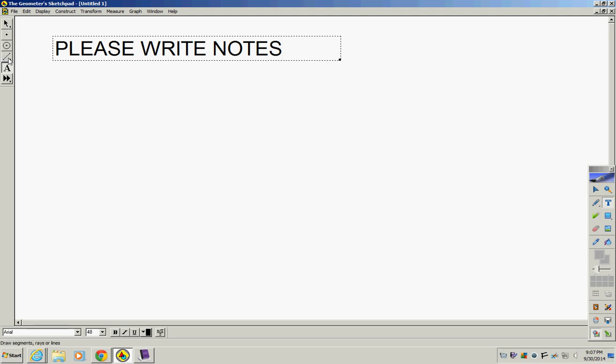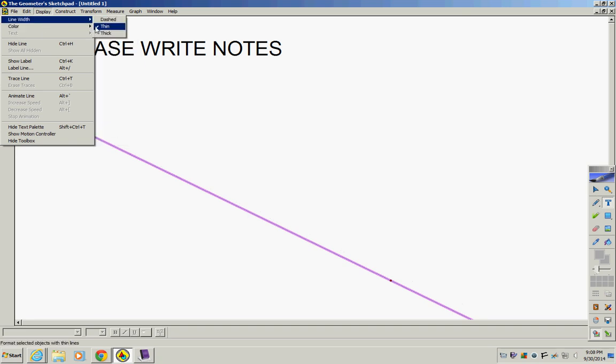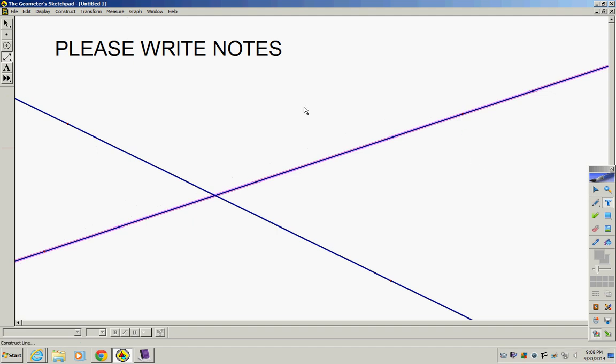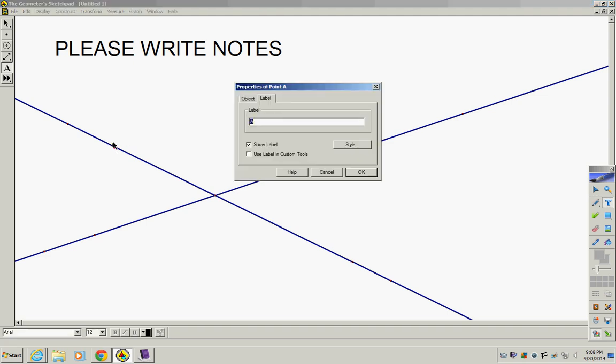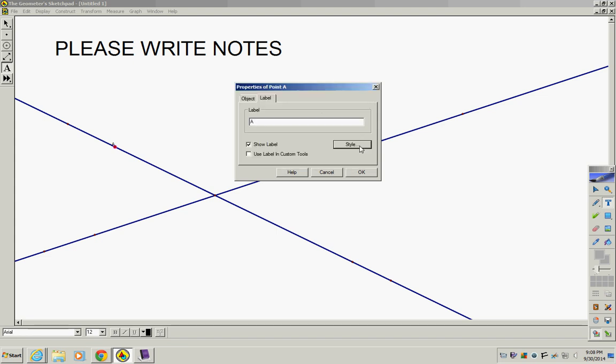Okay, let's start off with two lines. I'm going to draw a line here, and a line here, and they're going to intersect at a point in the middle, right? So we're going to put points in all these spots, and I'm going to label them just so that helps you a little bit. I've got to increase the size here so you guys can see.